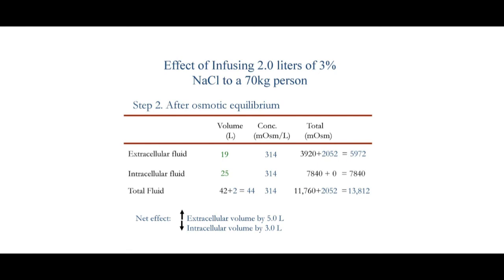Yeah. Can you please repeat how you went from the total to the concentration? Like how you went from 5,972 to 314? Oh, so we didn't actually do that. What we did was we took this number and we divided it by the 44. Divided it by the 44, and that's how we got the 314. And because we reached osmotic equilibrium, all of these are going to be the same. Okay. Yeah, and then you use those concentrations to calculate the liters after that.